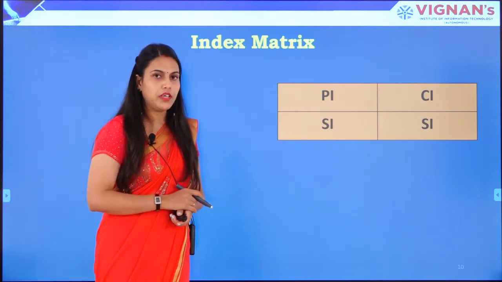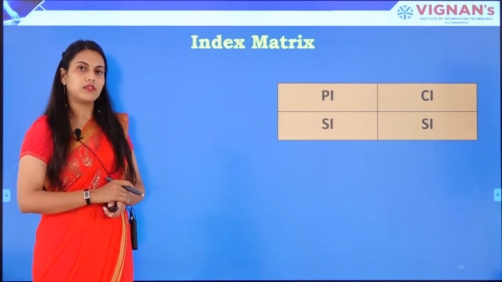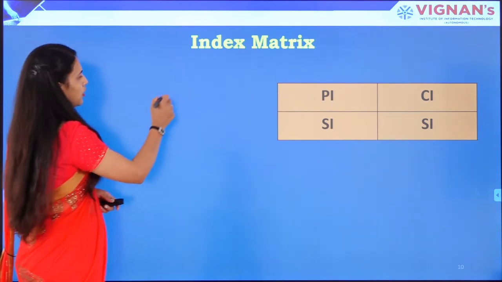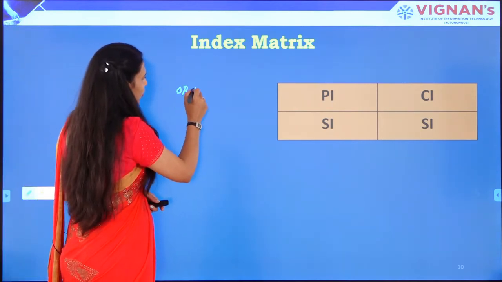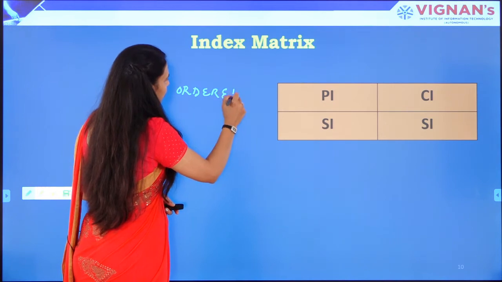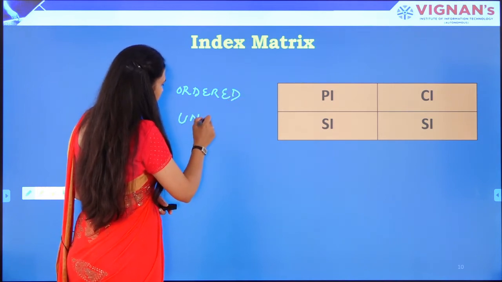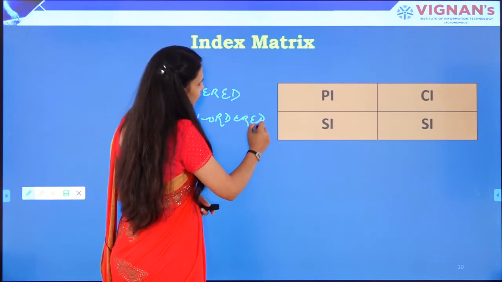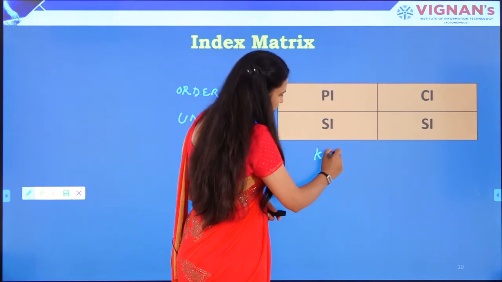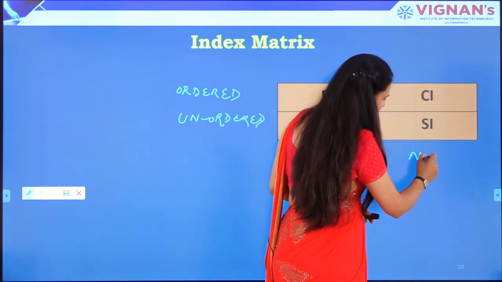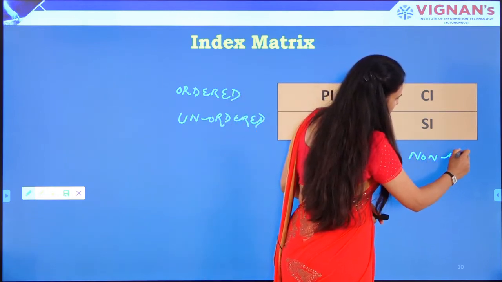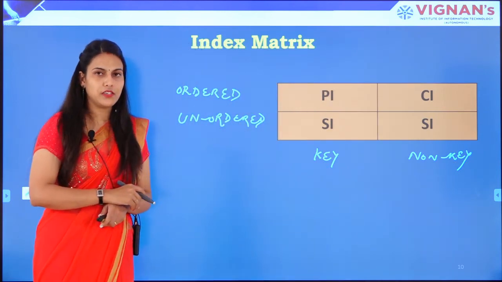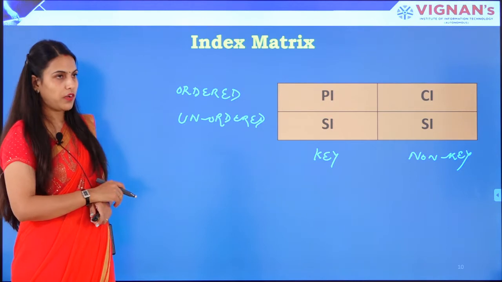PI stands for primary index, CI stands for clustered index and SI stands for secondary index. So here we have ordered, unordered, key and non-key. So we have different combinations whenever we create any database file.